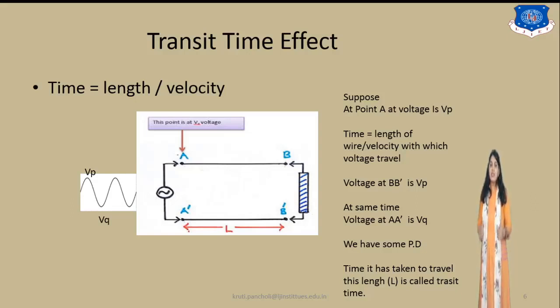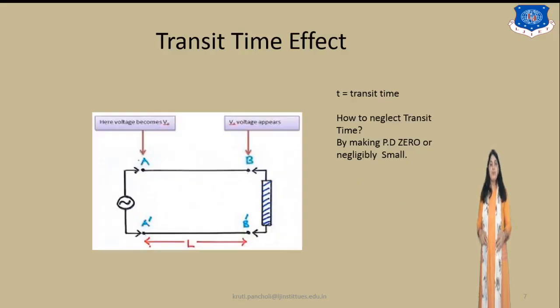But if there is some time it has taken to travel from point A to point B, that is the length divided by the velocity, and due to that the voltage at the two points is not the same, then we find a potential difference. So what is the transit time effect? The time it has taken to travel this length L is called the transit time.